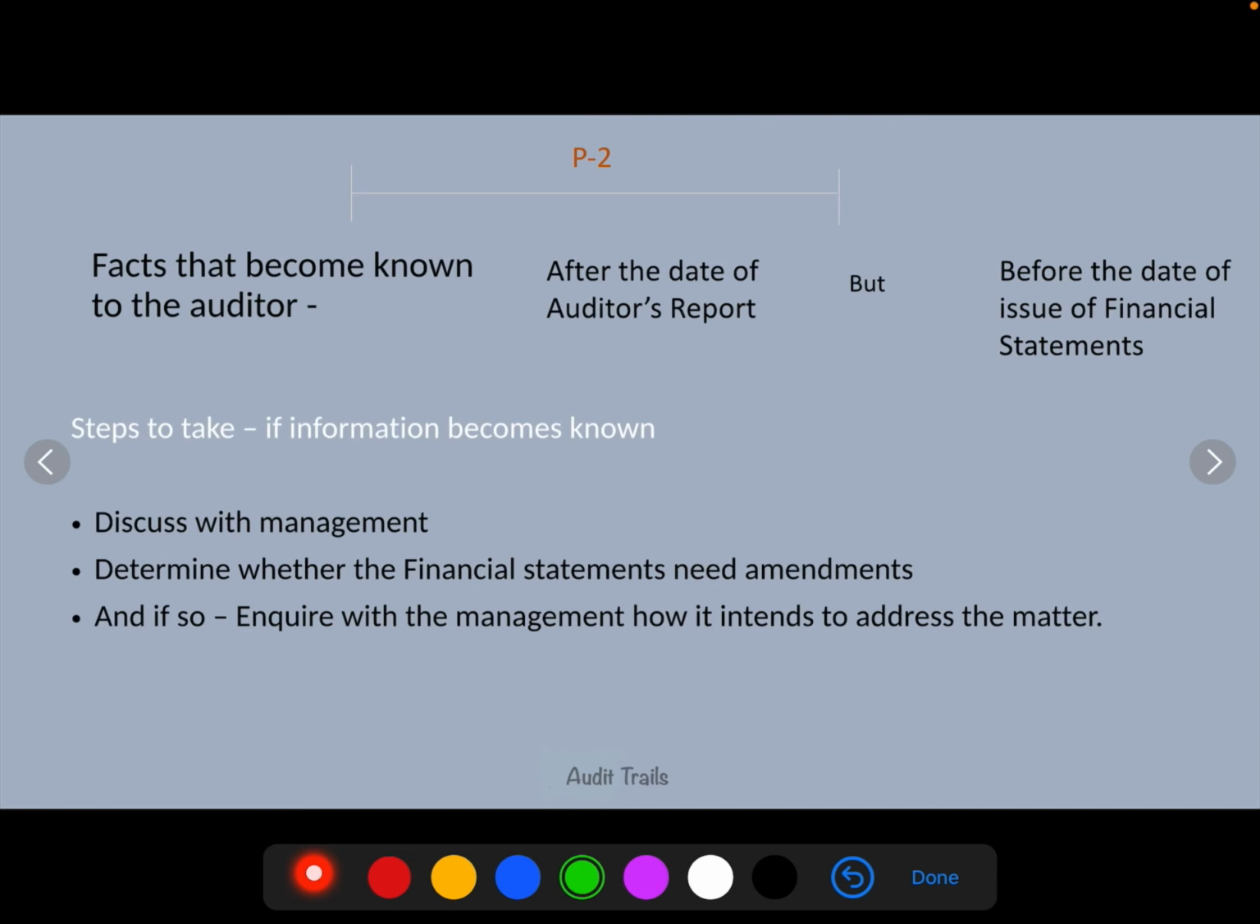Now, in period 2, remember the auditor will not actively or deliberately perform procedures for the identification of any subsequent events. But if information becomes known to the auditor, then he will have to take the following steps. Firstly, he will discuss the matter with the management, then determine whether amendments are needed or not, and if amendments are required, then inquire with the management how they intend to address the matter.